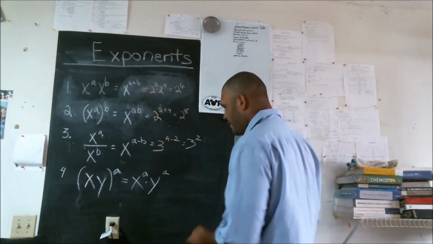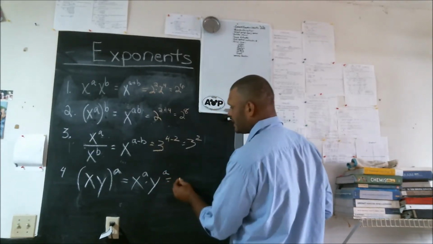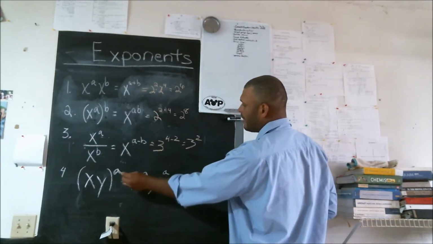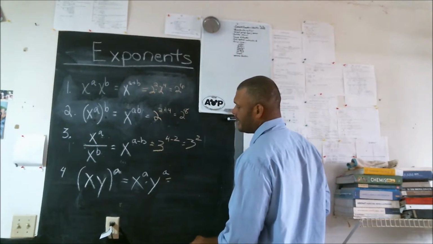Now, if we put in numbers for those, we'll say x is 3, y is 4, and our a is 5.